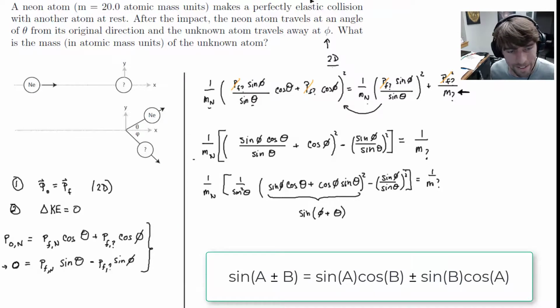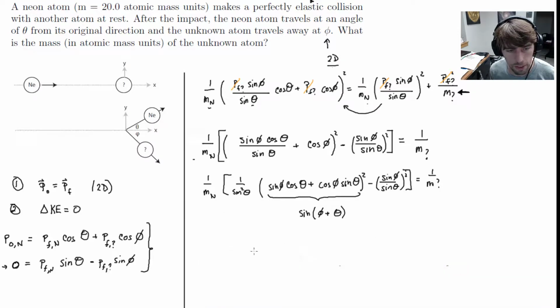Which is pretty cool, right? Now we can just express it as, if you notice, I pulled this out, I have that as well. So I have 1 over the mass of the nitrogen sine squared of theta times the quantity sine of phi plus theta, that's squared of course, minus sine of phi squared equals 1 over m question mark.